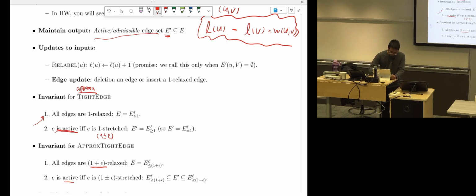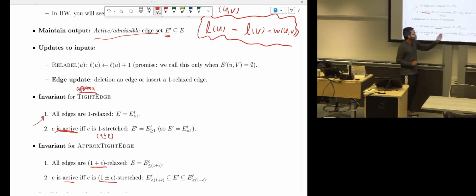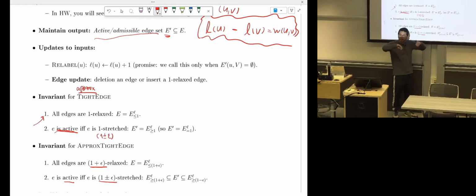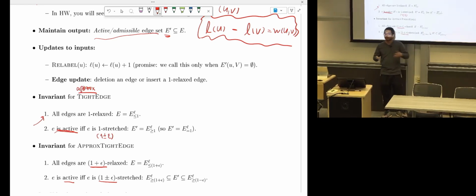And this is active if and only if it's basically 1 plus or minus epsilon stretch. But specifically, if it is 1 plus epsilon stretch, really stretched, like quite stretched, then it's active for sure. And if it's active, then it's at least 1 minus epsilon stretch.